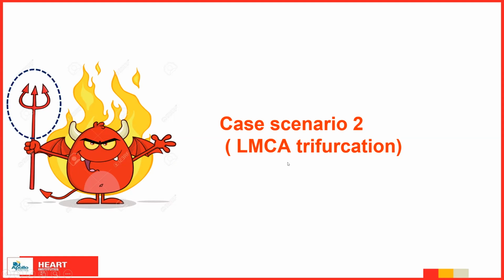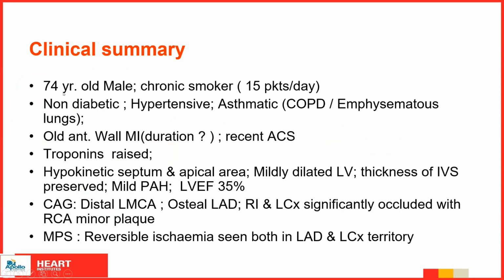So now this is a second case in which an LMCA trifurcation has been treated. He's also an elderly man, chronic smoker, non-diabetic, hypertensive, again with COPD and emphysematous lungs, has an old anteroseptal MI, and with recent ACS, the troponin was raised and has an ejection fraction of 35%, and comes with ongoing angina with a distal LMCA, ostial LAD, ramus, circ significantly occluded with RCA minor plaque.